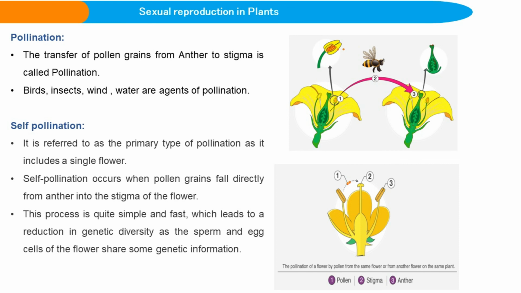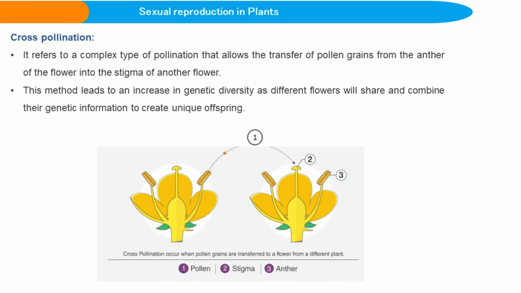So, there are no new combinations in these flowers because both the male gamete and the female gamete are from the same flower. So, self-pollination means the transfer of pollen grains from anther to stigma of the same flower or another flower of the same plant. Then we call it self-pollination. Now, moving on to cross-pollination.